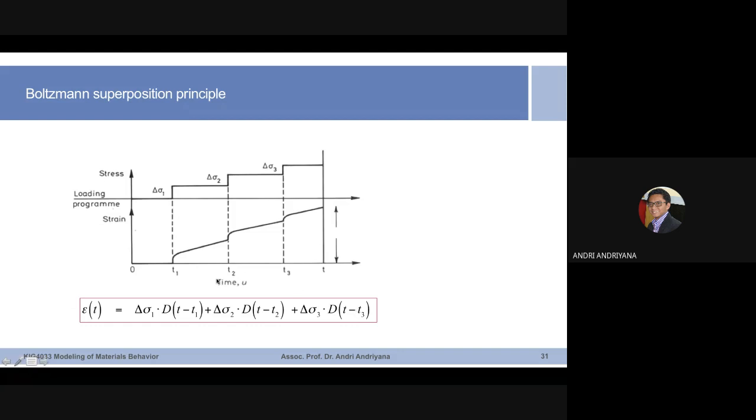As you can see here, if the material is subjected to continuously increasing stress, what will happen is that the distance between t1 and t2 becomes very small and becomes continuous. As you can see, the sum becomes an integral. Okay, so this is another form of representing the Boltzmann superposition principle.